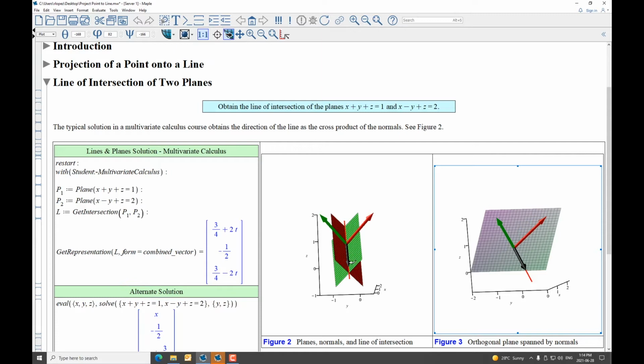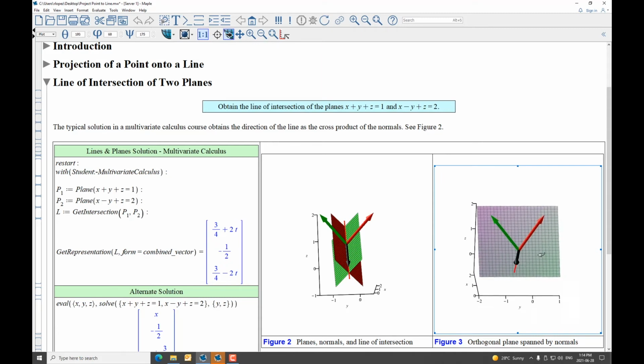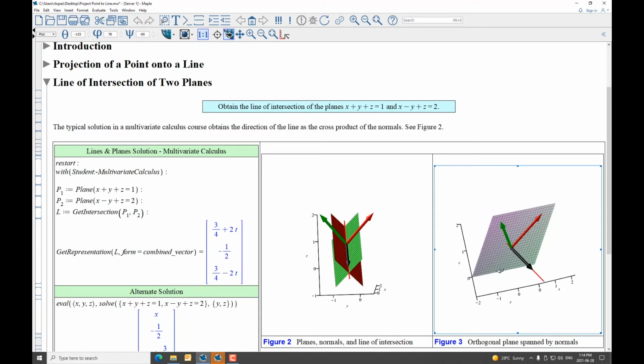Okay, so here are the two normals. Cross, get the direction vector for the line. But think of these two normals as spanning a plane orthogonal to the line. One way to get the equation of this line of intersection is to use the tools in the Student Multivariate Calculus package. So I did a restart to clean everything up, bring in the package, define the two planes. So these are plane objects, manipulate them. There is a get intersection command, or you could use the line command, because these two planes determine a line. This could be replaced with the line command.